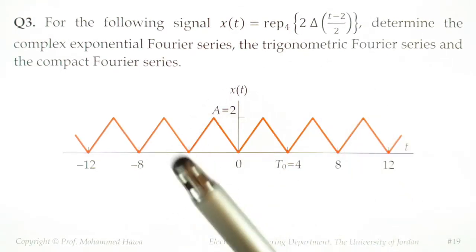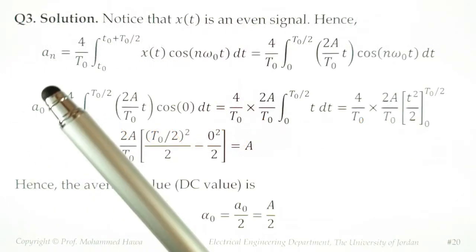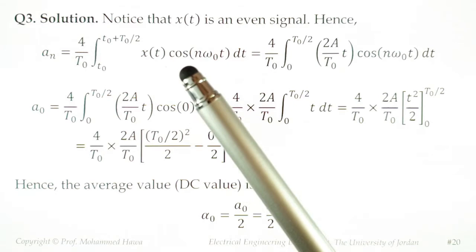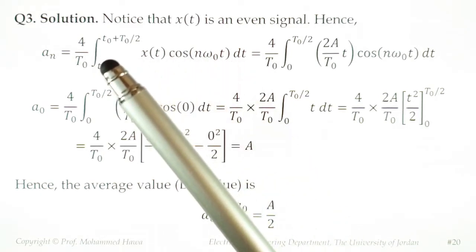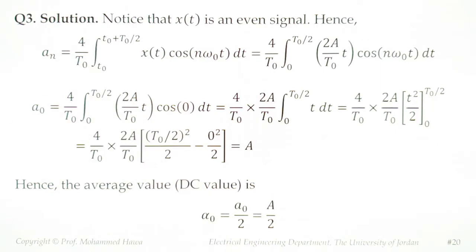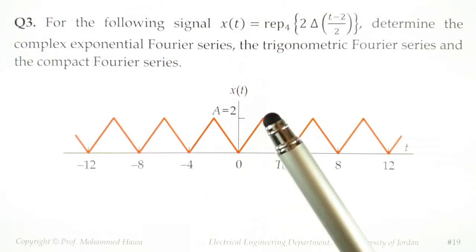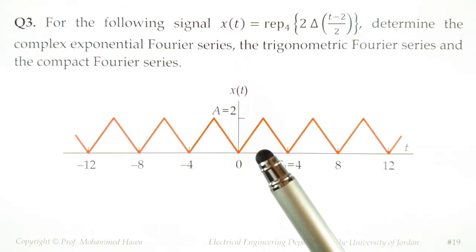Because this signal x of t is an even function, we only need to calculate the a-n's using this integral of x of t cosine n omega naught t dt over half period. Of course, remember to multiply by 4 over t naught. If I start my integral from 0 to t naught over 2, then the signal x of t is simply a linear line, as you can see here, from 0 to t naught over 2.